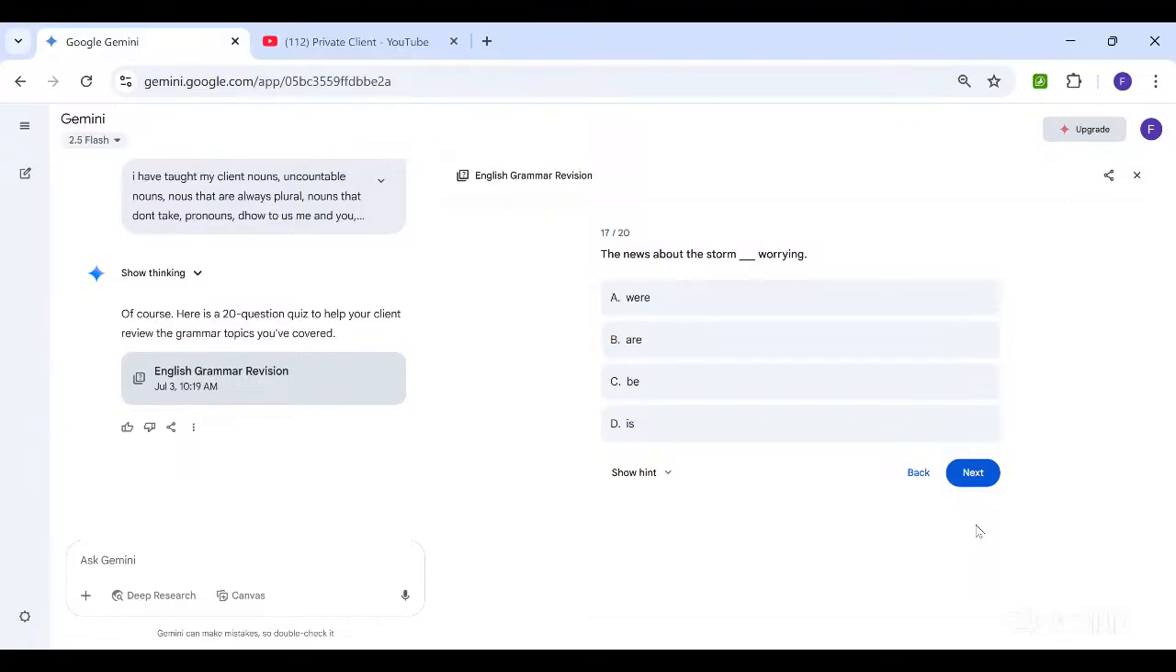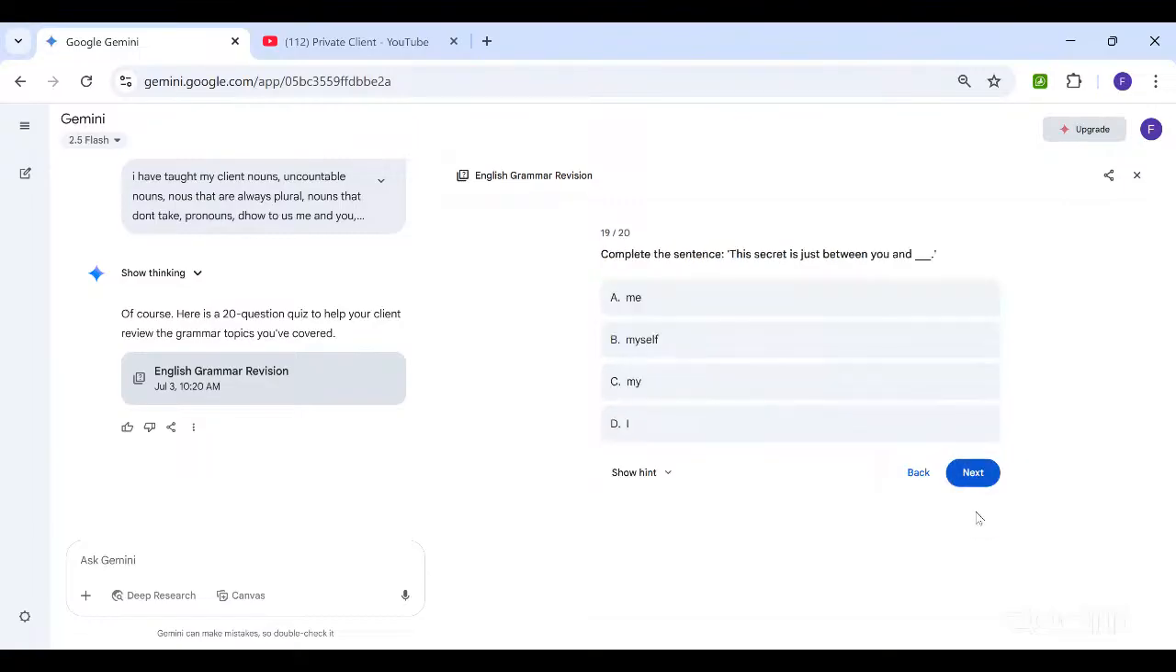Worrying news is uncountable, so we take a singular verb. My father bought a new car last month.